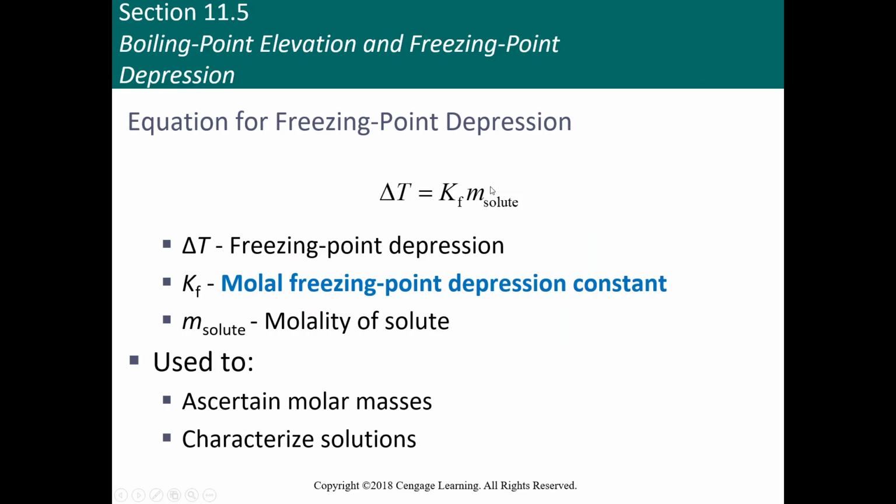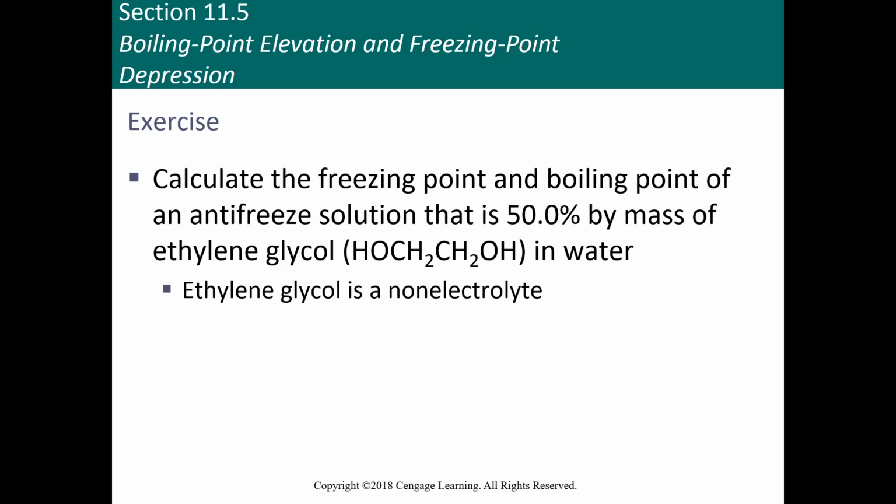Right here is the freezing point depression equation. Notice it is the exact same, it just has a KF instead, and this will end up being a depression, which means down. So negative. It really is the exact same. Even the name of the KF, molal freezing point depression constant, is exactly the same sort of thing, just freezing point depression now. This is actually used to ascertain molar masses and characterize solutions, just like the boiling point elevations. Really the big difference here is: is it easier to boil something or is it easier to freeze it? That's usually your big difference here.